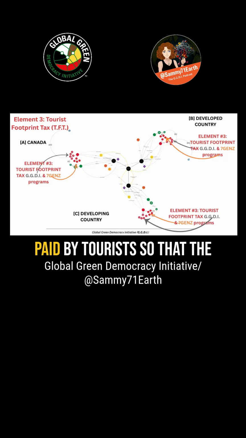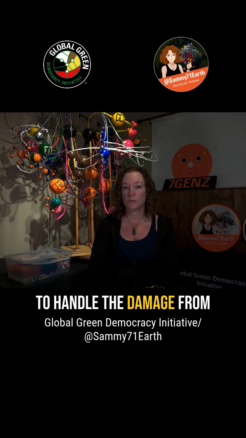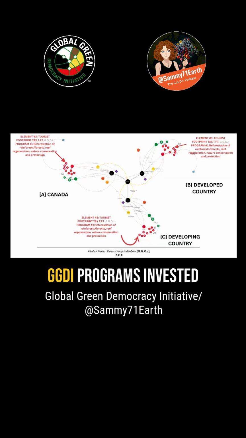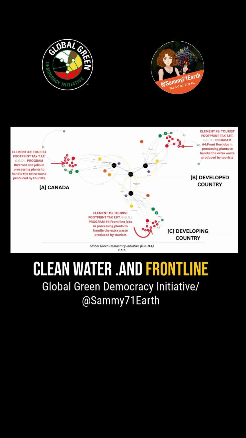And it is a tax paid by tourists so that the footprint they leave on the country they visit is erased. This tax money will enable countries to have the ability to handle the damage from tourists, but also ensures that their people have money invested in them to make their lives better. For example, the clean drinkable water. The GGDI programs invested in will be reforestation and nature conservation and protection, upgrading landmarks, adding money to clean water and frontline jobs covering the waste and damage made by tourists.